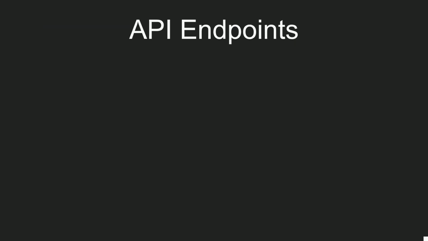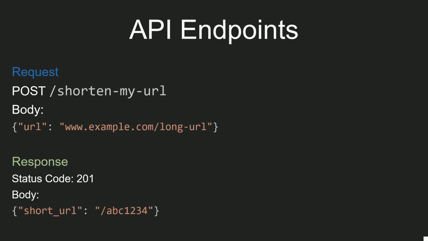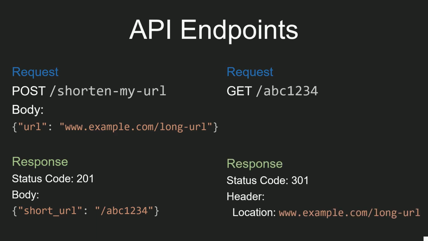Let's dive deeper into the API endpoints. The first is a POST endpoint where users submit a long URL and we respond with a shortened URL along with a status code of 201. The second endpoint handles the GET request for the shorter URL. When a request is received, we look up the corresponding long URL in our database and return it in the location header of the response with the 301 status code.